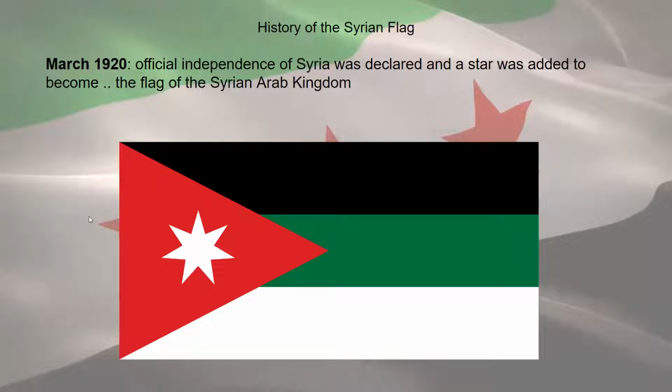That flag continued until March 1920, when the official independence was declared. And the same flag continued. The only thing that was added is this star that you see here inside the red portion. And Syria was called the Syrian Arab Kingdom under King Faisal.